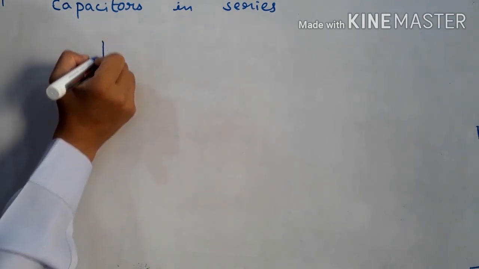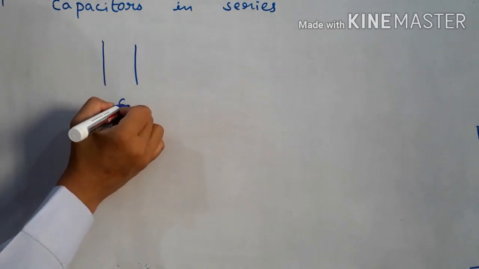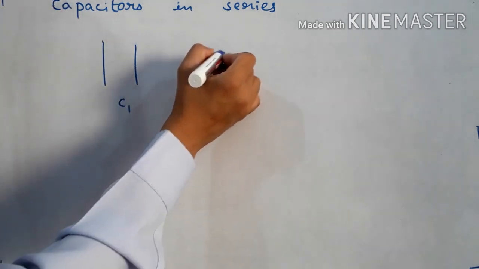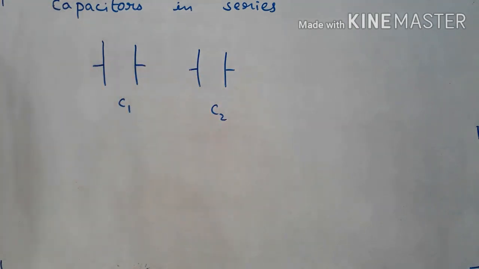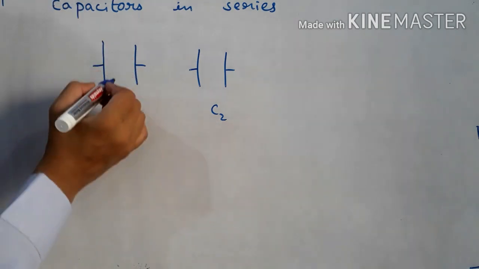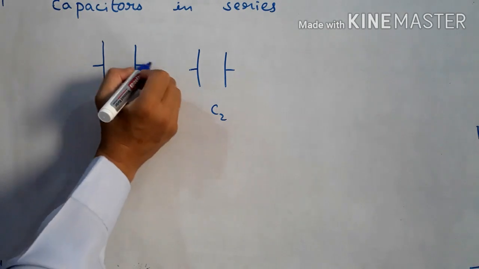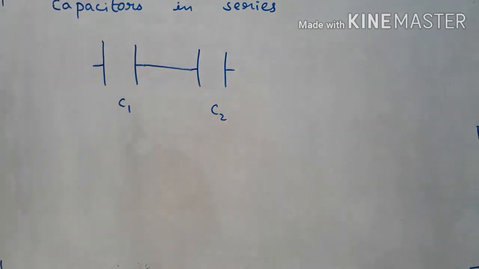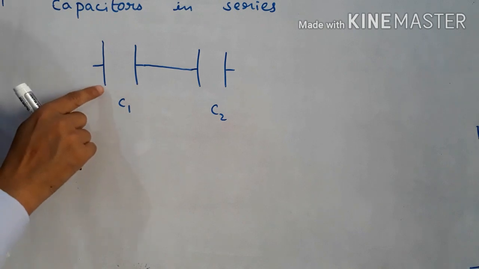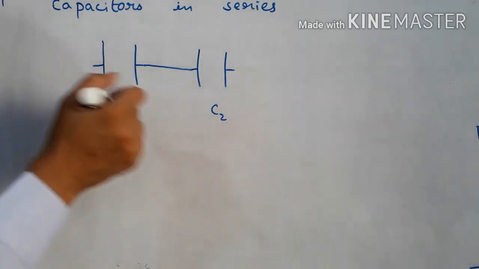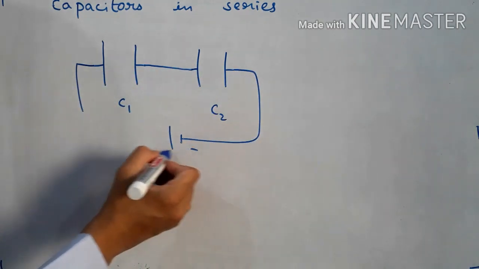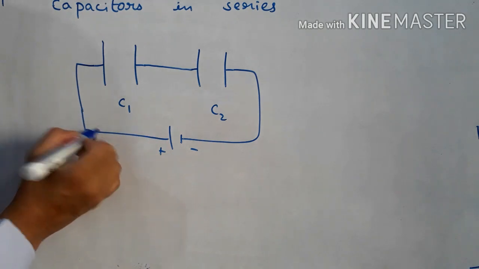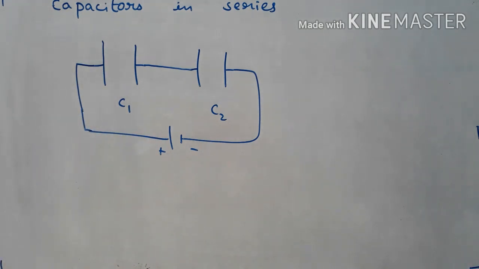Suppose we will take help of two capacitors. Suppose this is capacitor which has capacitance C1, and this is second capacitor which has capacitance C2. One of the plates of capacitor C1 will connect to that of C2 like so. Now the unconnected plates of capacitors C1 and C2, we will connect them to a battery. Like so. So this is series combination of two capacitors C1 and C2.